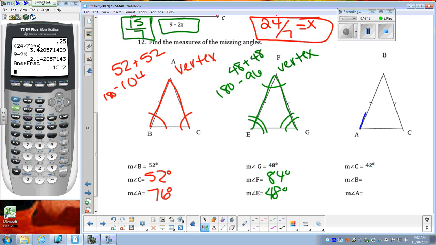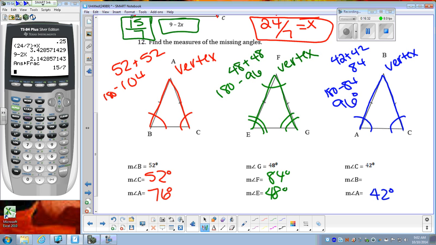Next one, I know AB is congruent to BC, so B is my vertex. So I know that A is congruent to C. Well, this time I'm given angle C is 42 degrees, so I know angle A is 42 degrees. 42 plus 42 is 84. 180 minus 84 gives me 96, so I know the angle B is 96 degrees. Next page.